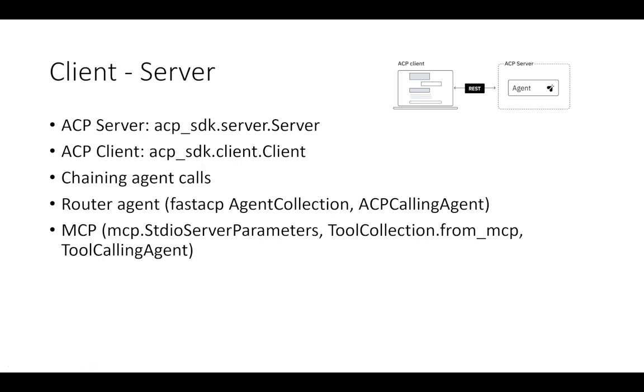The agent calls can also be chained one after the other, or you can use a router agent for hierarchical execution. For that, you need to use the fast ACP package, and typically you'll use agent collection and ACP calling agent in there. With ACP, you can also use MCP, and it will be using the standard IO server parameters and then the tool collection and tool calling agent from the smol agents package.